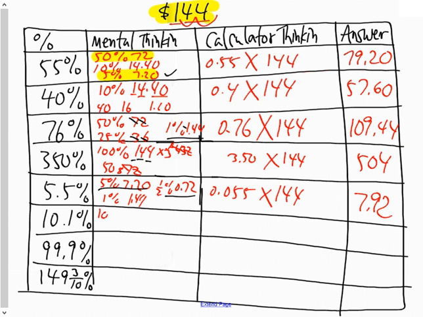10.1%, we're going to get 10% first, which we already know is $14.40. We're going to get 0.1%, which we already figured out. No, we didn't, did we? So how do we get 0.1%? Move the decimal 3 times. Now here's where it gets tricky. So once, twice, 3 times. In terms of money, it's this much money.